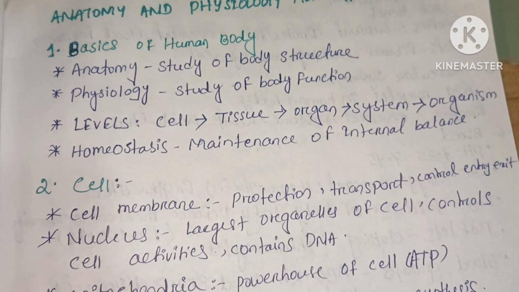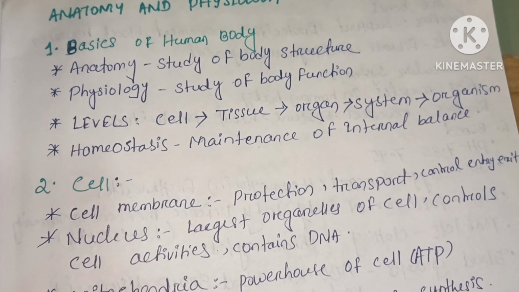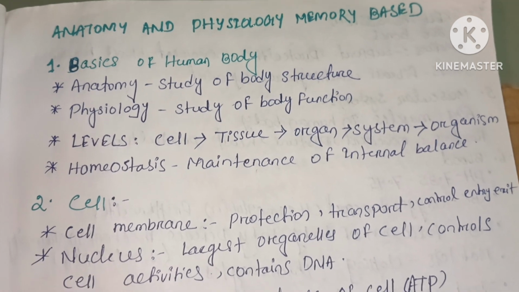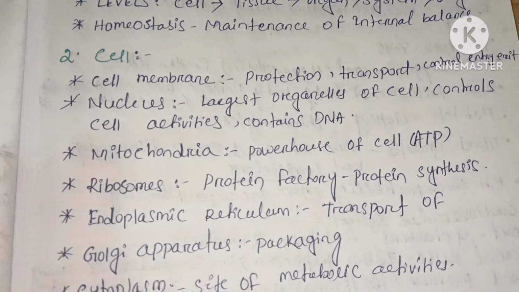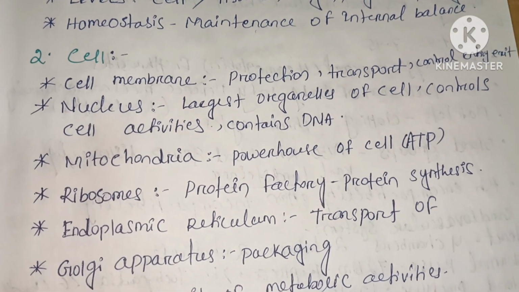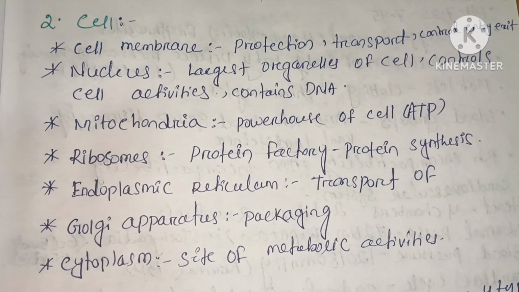Anatomy is the study of body structure. Physiology is the study of body function. Then levels of body structure. First, a large number of cells unite to become tissue. Tissues unite to form organs. Organs form systems and systems form the body.